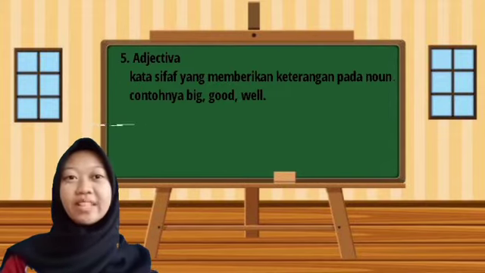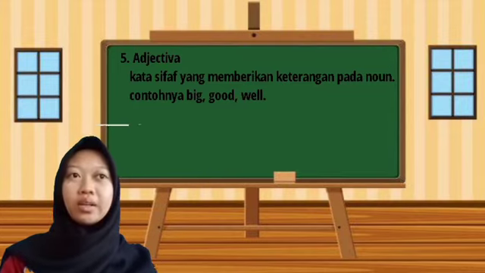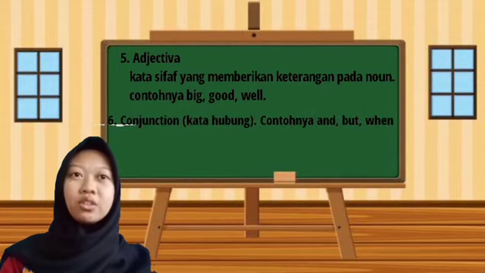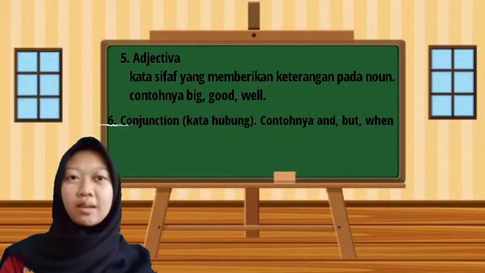Next is the 5th, adjective. It is an adjective which gives a description of the noun. Example, big, good, well. If coupled with a sentence, for example, the baby is so cute. Next, there is conjunction. It connects words in a paragraph or sentence. For example, and, but, when.